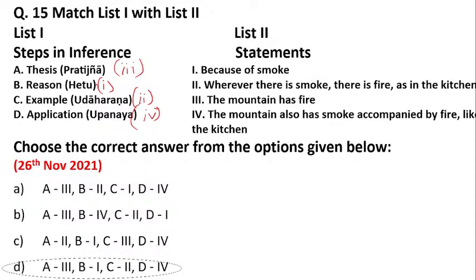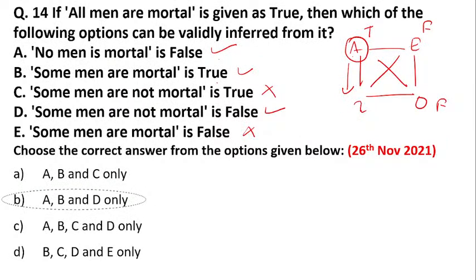Since one student is asking me to explain question number 14, I will explain. See students, in contradictory, if one is true, the other is going to be false. If the question is saying "all men are mortal" is true, then the O statement is going to be false. What is the O statement? Some men are not mortal. So it is false. That is why I have said that D is true.